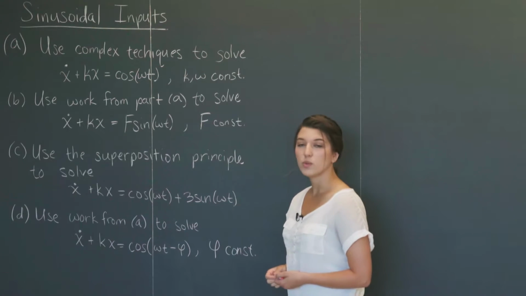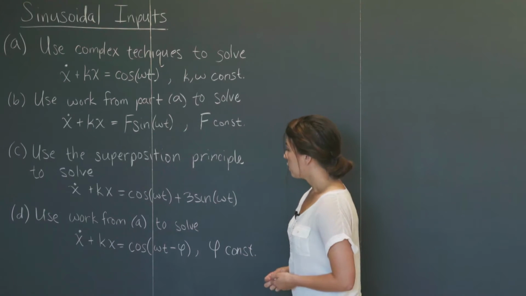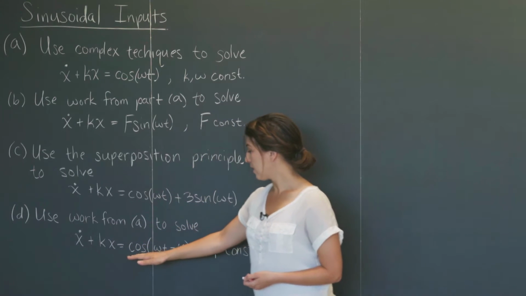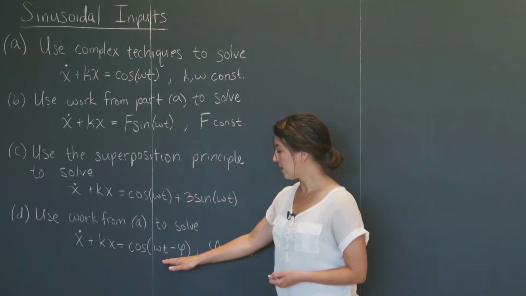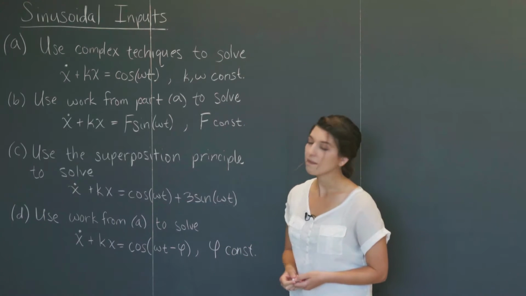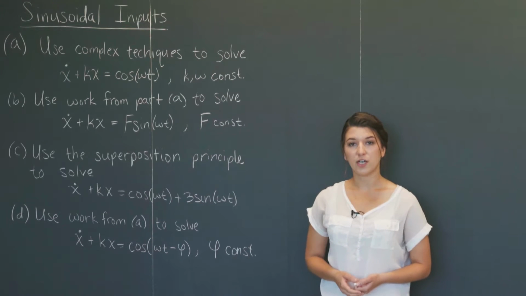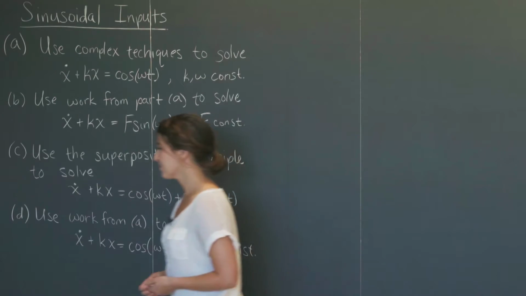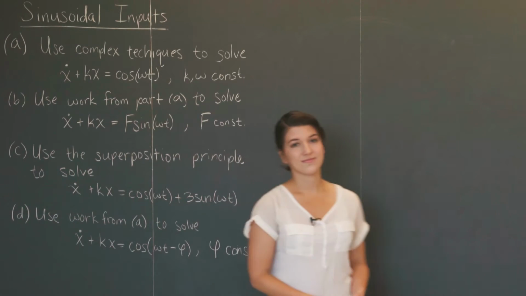Finally, in Part D, we will use our work from Part A again to solve x dot plus kx on the left-hand side again, but our input is cosine omega t minus phi, where phi is a constant phase shift. Take a moment to pause this video and try these problems on your own, and we'll be back in a moment. Welcome back.